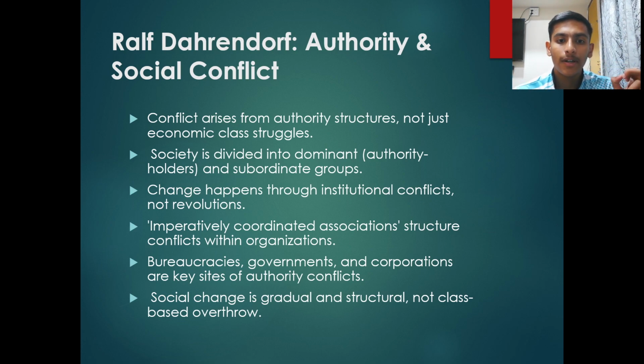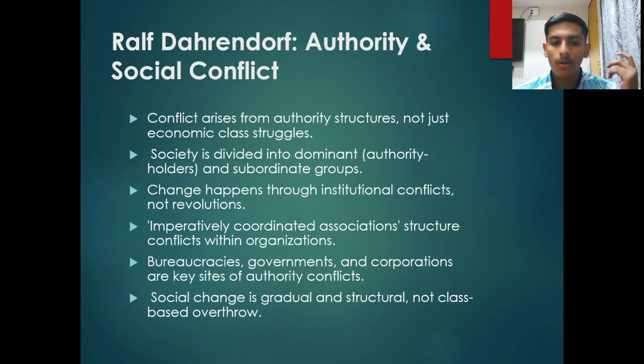Then imperatively coordinated associations structure conflicts within organizations. When you go into the deep roots of an organization, you see a system of bureaucracy. One person sits at the top with the highest authority, and there are lower subordinates. The subordinate does not have authority because he is accountable to his superior, so he thinks he should also have more authority, which itself causes conflict.